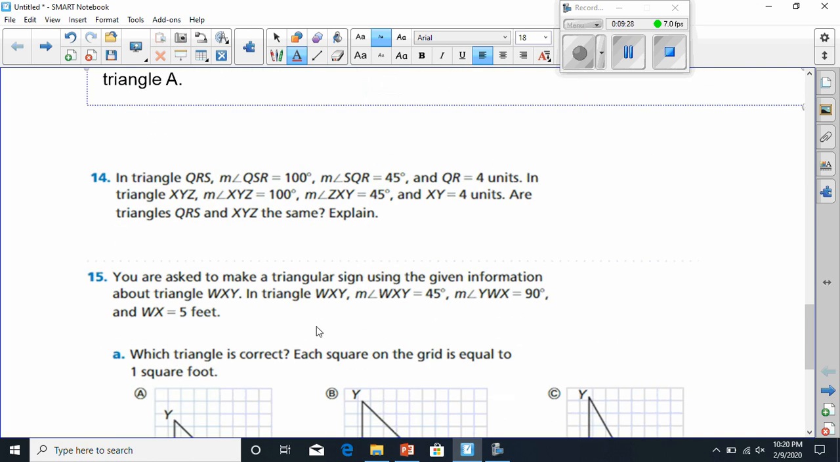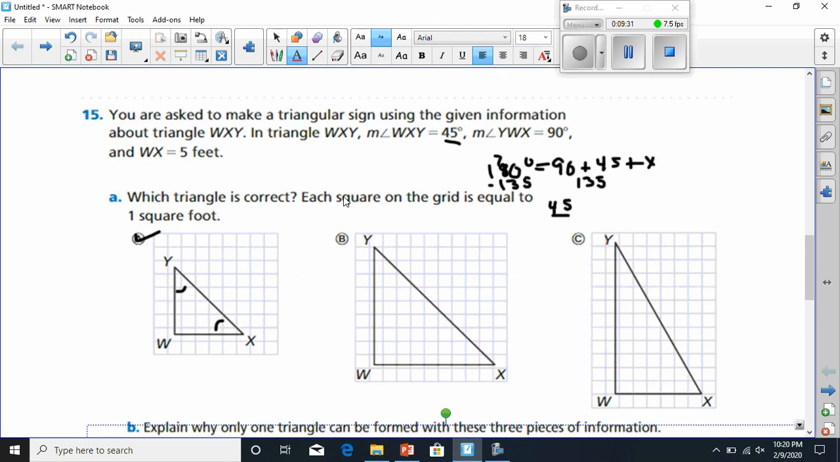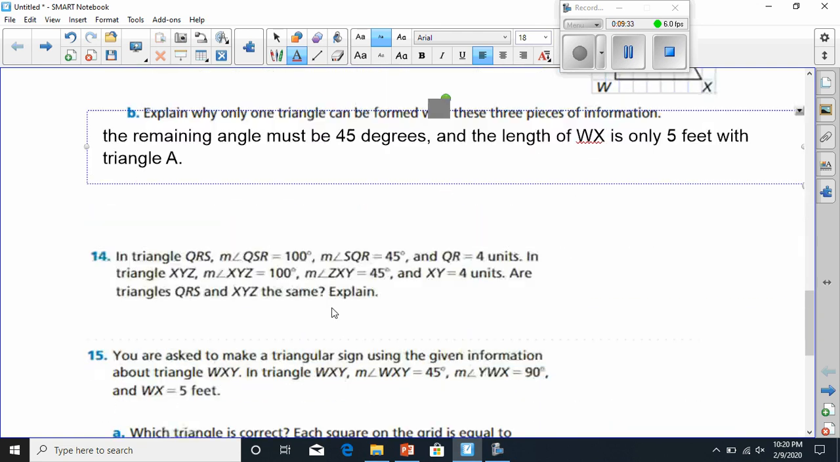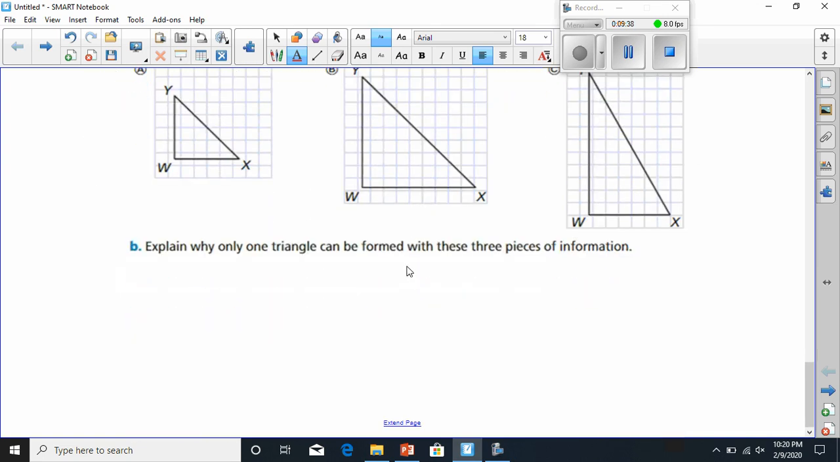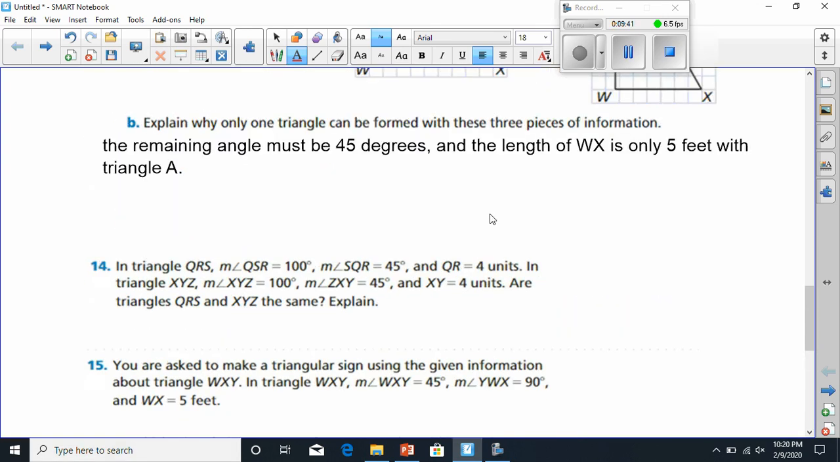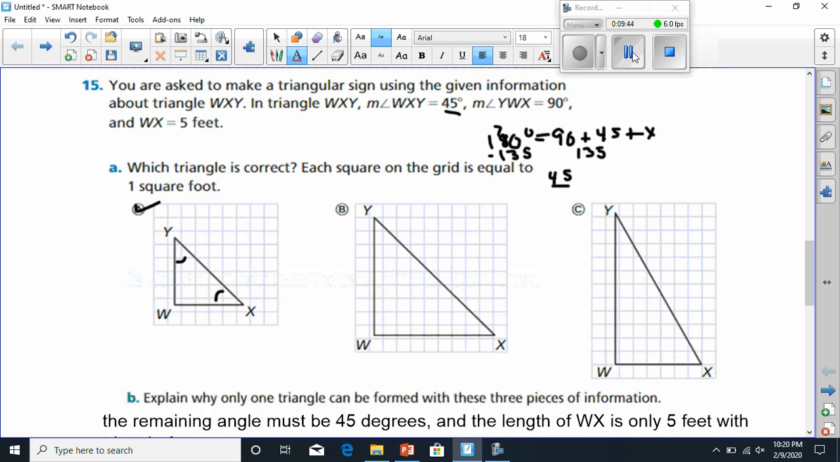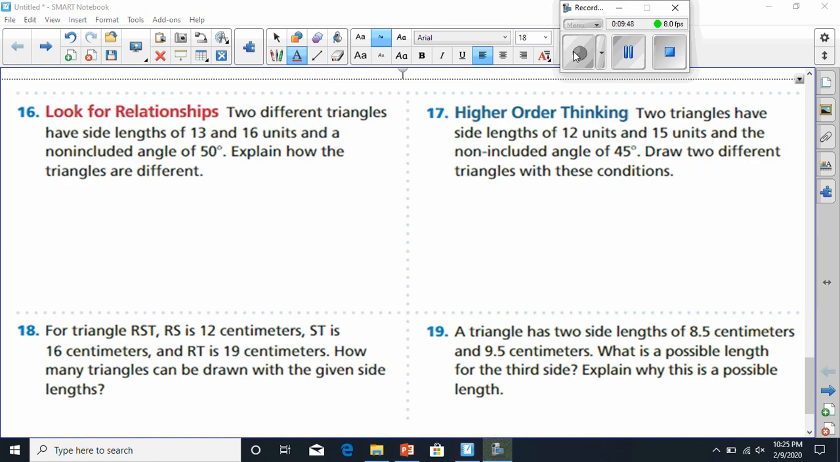See, 14 there, so did I put 14 and 15 on twice? I sure did. All right, so we can get rid of 14 and 15 on this one. Let's go to 16. Oh, it looks like, make sure that I didn't accidentally copy the wrong thing. Hold on. Your number 17 says 2 triangles have side lengths of 12 units and 15 units, and a non-included angle of 45 degrees. Draw 2 different triangles with these conditions.